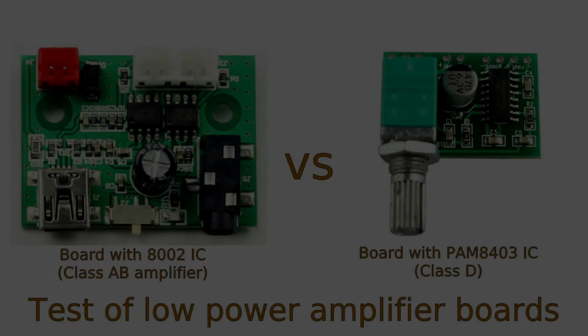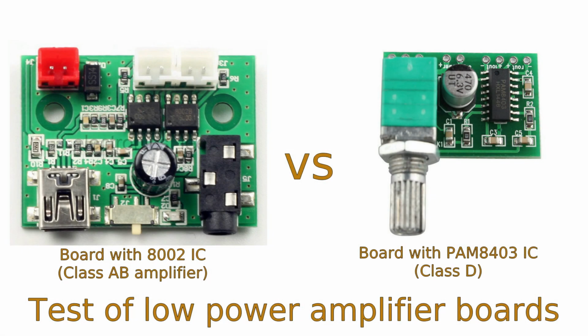So in the end I have to give a slight edge to the 8002 Class AB amplifier board. The digital amplifier is a bit more efficient, it can get a bit more louder, but not by much, and if you're trying to turn the volume all the way up with 4-ohm speakers, the amplifier will start to cut out. So for 4-ohm speakers I don't see any advantage with the volume.